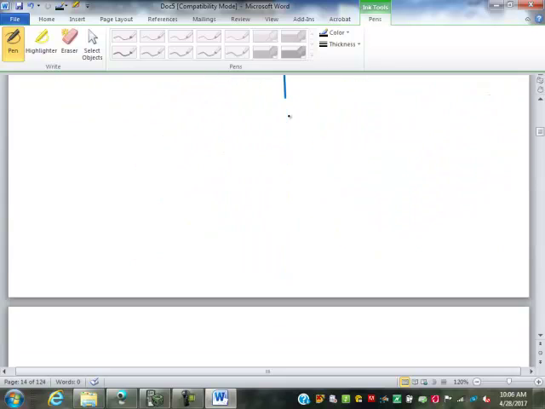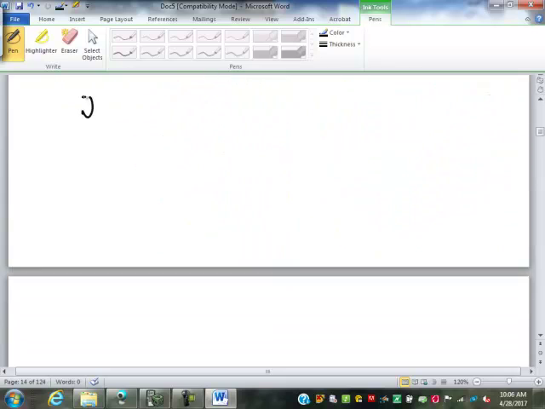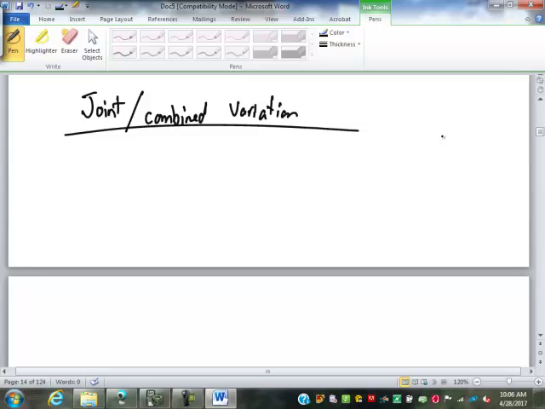Now there is something called joint variation. Depending on the textbook, sometimes called joint, sometimes called combined variation. And that is involving more than two variables at the same time.